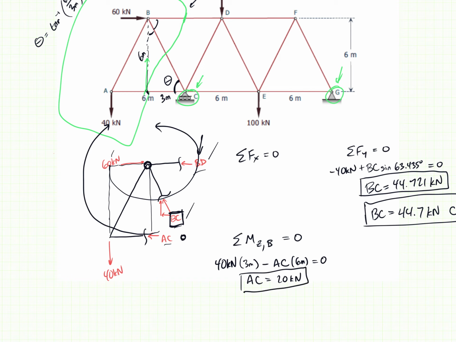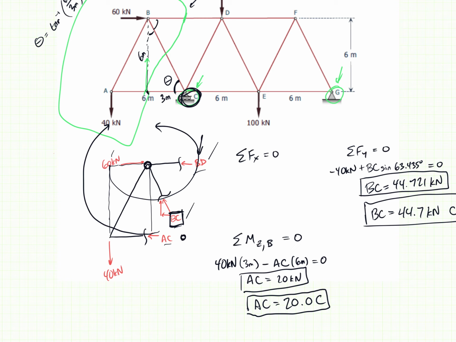Okay. And again, let's see here. AC, 20, we could give 3 sig figs. And we got a positive sign here, so we assume the correct direction. So this is compressive, which is pretty unusual, really. Usually the bottom is tensile and the top is compressive. However, in this case, we're outside of the restraint, the reaction force at the bottom.